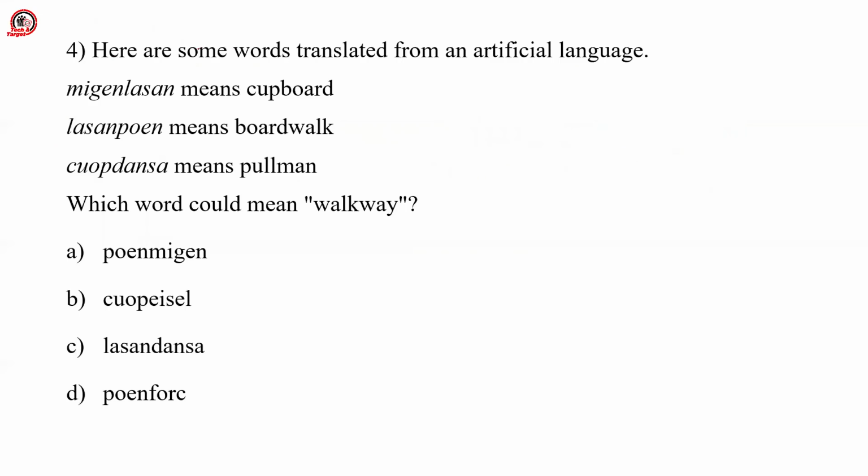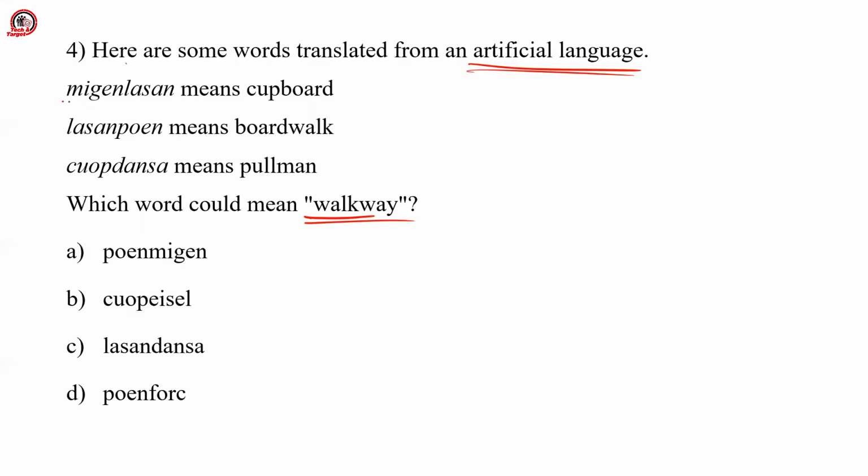So the question here says, here are some words translated from an artificial language. So this is related to artificial language. So basically you will be given some words and you will be given their meanings. Then you have to find out what this particular word would mean in that particular language. All right, it's very simple.